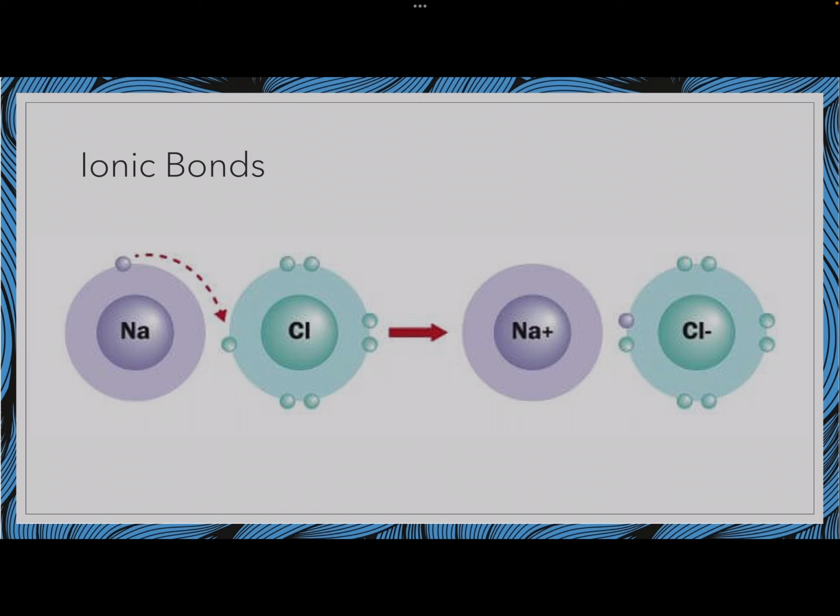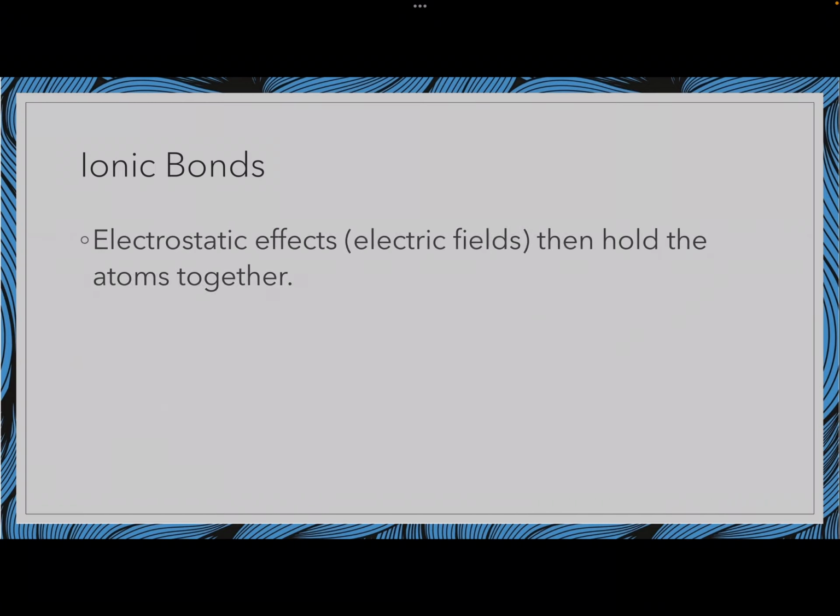And that's because sodium really wants to get rid of its electron. Chlorine really wants to take it from it. And so that's where we get this ionic bond. Now, once that happens, we get two ions. So we get the sodium plus ion, the chlorine minus ion, also called the chloride ion. And then what happens after that? Electrostatic effects hold the atoms together.